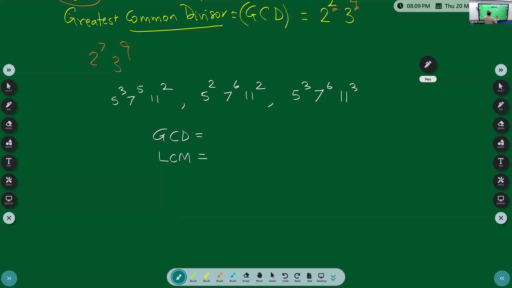Okay, should I make it a little difficult? Let me add 3 raised to 5, 7 raised to 5. The fourth number is added. Now find out the GCD and LCM of these 4 numbers: 1, 2, 3, and 4.